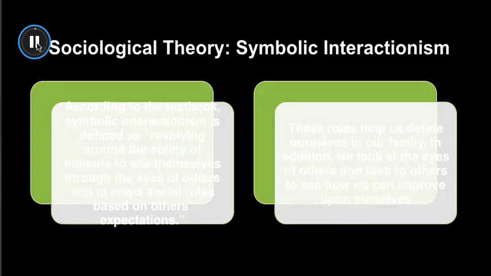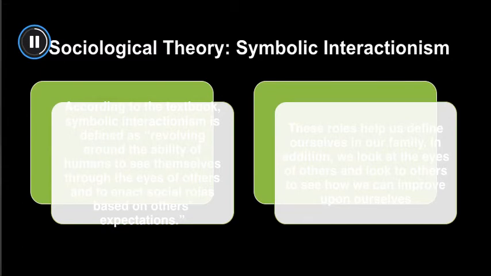Finally, I would definitely apply the symbolic interactionism theory to my family. According to the textbook, symbolic interactionism is defined as revolving around the ability of humans to see themselves through the eyes of others and to enact roles based on others' expectations. We look at ourselves from the perspective of others and we adopt roles. For example, my mother adopted the role of a mother, my dad adopted the role of a father, and I adopted the role of a daughter. These roles help us define ourselves and our family.